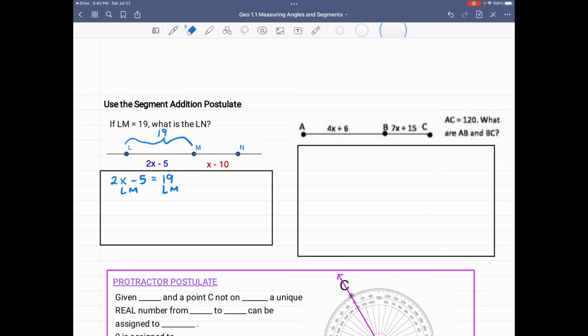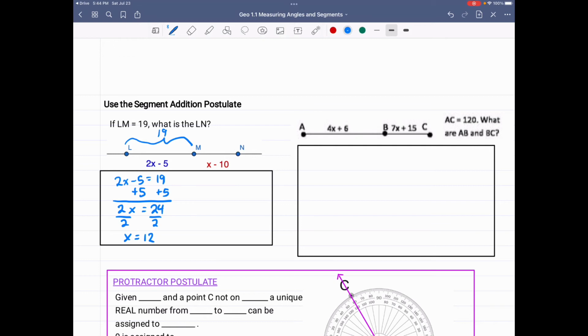Okay? Whoa, did not mean to erase all of that. 2x minus 5 equals 19. Both of those are equal to LM. Now we have, instead of just an expression, an equation, and equations we can solve. So back to your algebra, we add 5 to both sides and get 2x equals 24. Divide by 2, x equals 12.